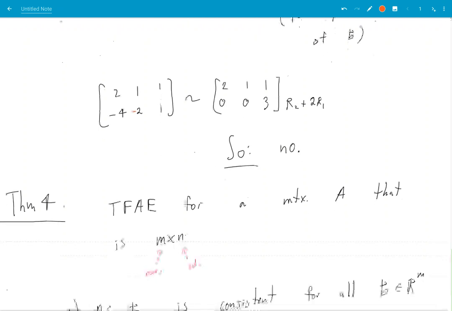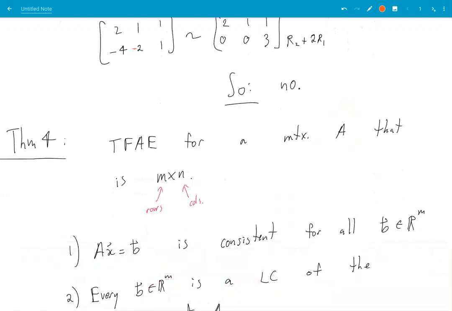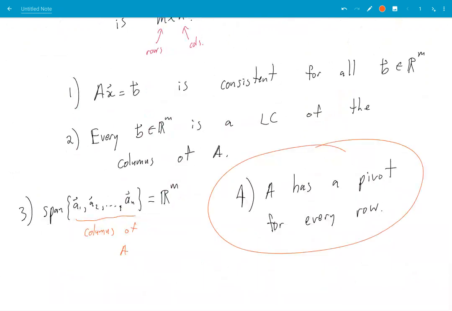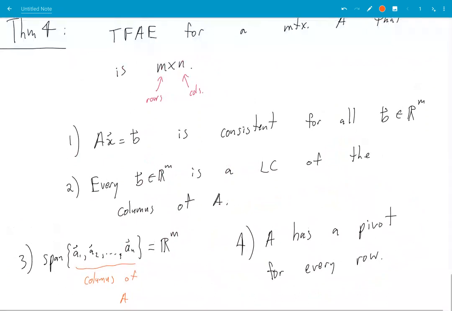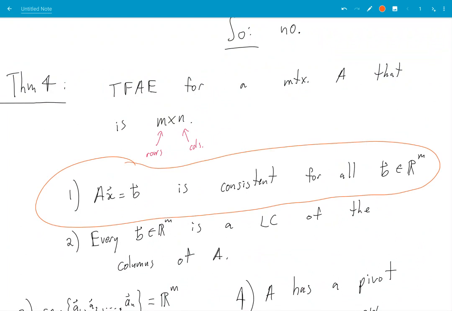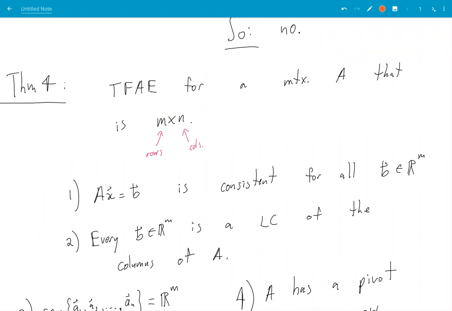Okay, but it turns out that if A does have a pivot for every row, then automatically this AX equals B is consistent for any B you could choose in R M.